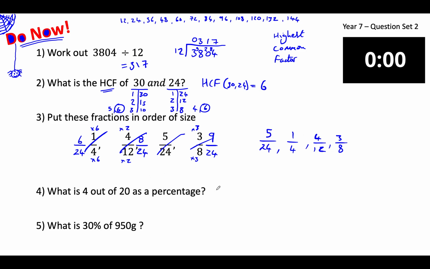What is 4 out of 20 as a percentage? Well, if we're doing this with a non-calculator, the easy thing to do here would be change the bottom so it's out of 100, because that's what percent means. Percent means out of 100, per 100. Now the bottom of my fraction here has been made 5 times bigger, times by 5.